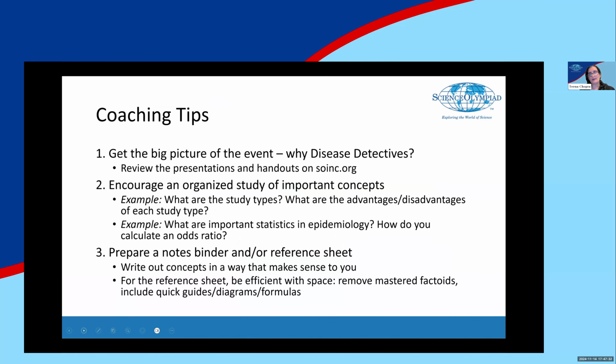Of course, you will look at the presentations, handouts. You will learn about various study designs. What are the advantages, disadvantages? What statistics you are going to look at? How can you calculate the odds ratio? You will prepare your binders, and I'm sure you are already working on it.